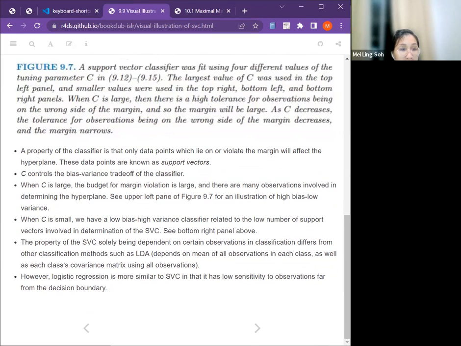Then they talk about logistic regression, which we have covered previously. Logistic regression and the support vector classifier are, in fact, very closely related. Logistic regression, unlike the previous one, linear discriminant analysis, has a very low sensitivity to observations that are very far away from the decision boundary.